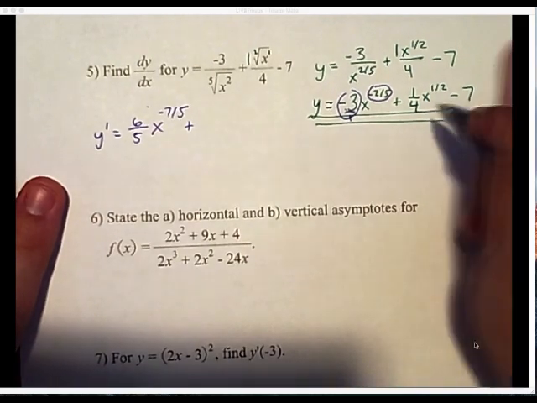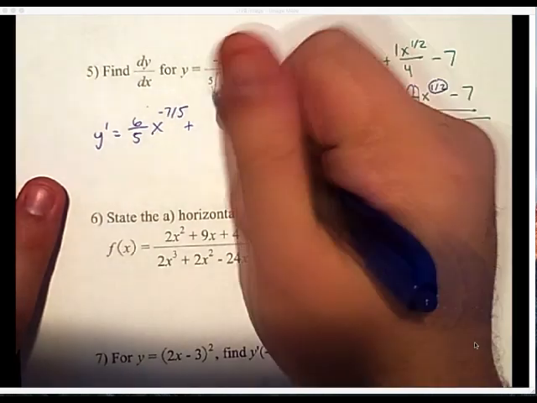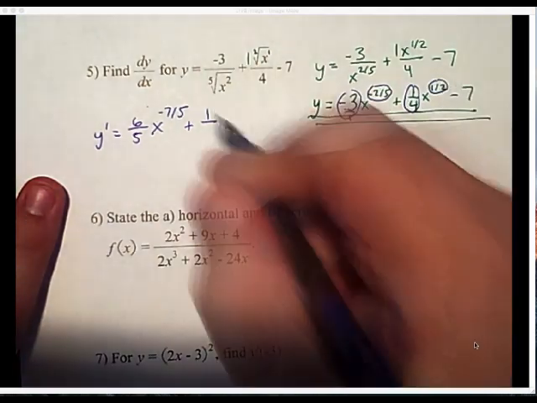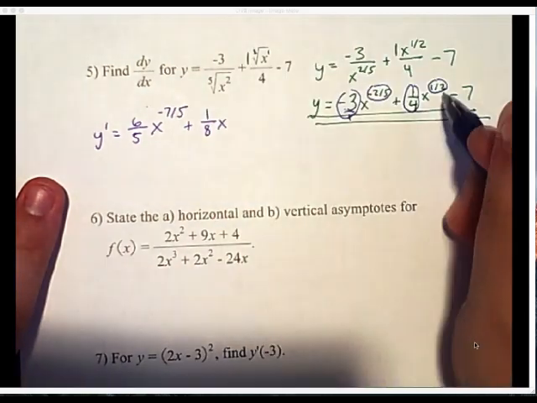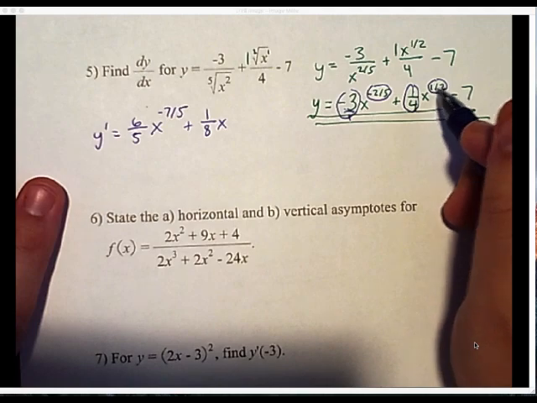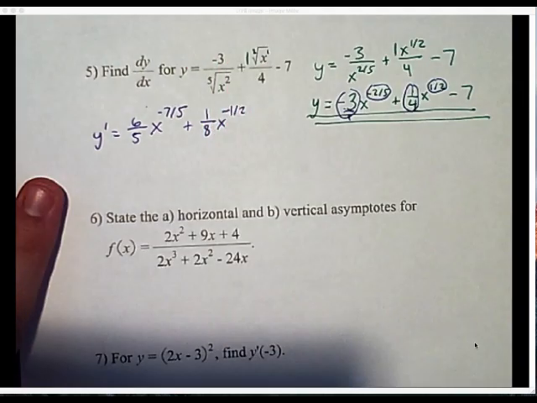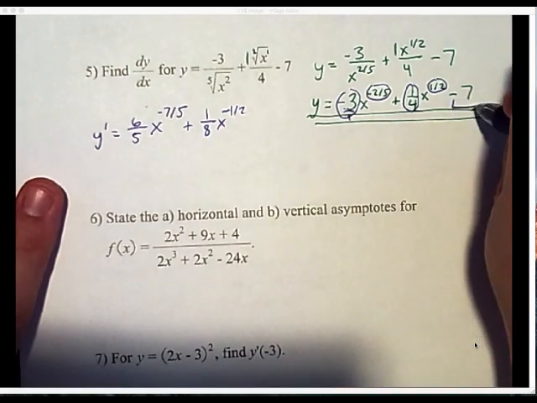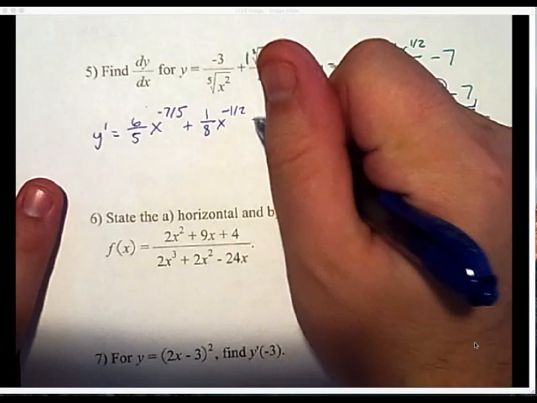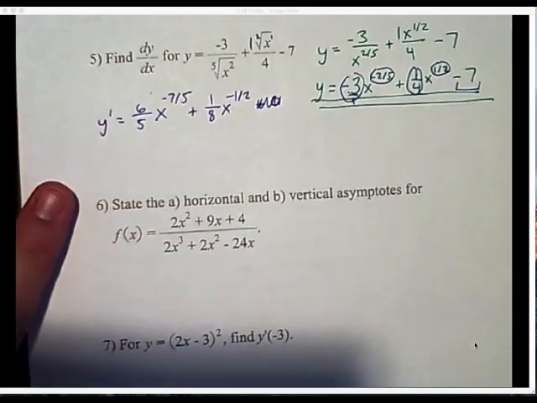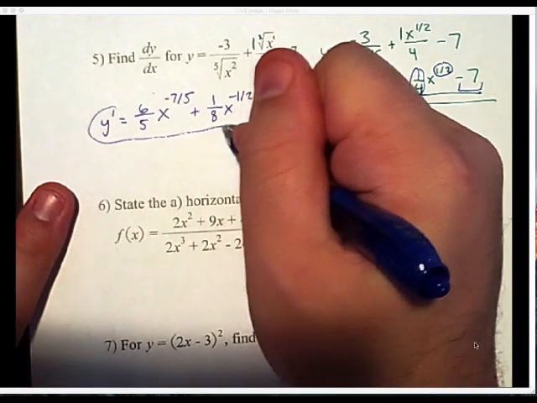Take the derivative of the next term. Take this 1/4, multiply it times 1/2. 1 times 1 is 1. 4 times 2 is 8. Now you got to make the power go down by 1. So what's 1/2 minus 1? It would be negative 1/2. Okay. This is a constant. Derivatives of constants are 0. And technically we don't need that. Right. So this is one acceptable answer for the derivative.